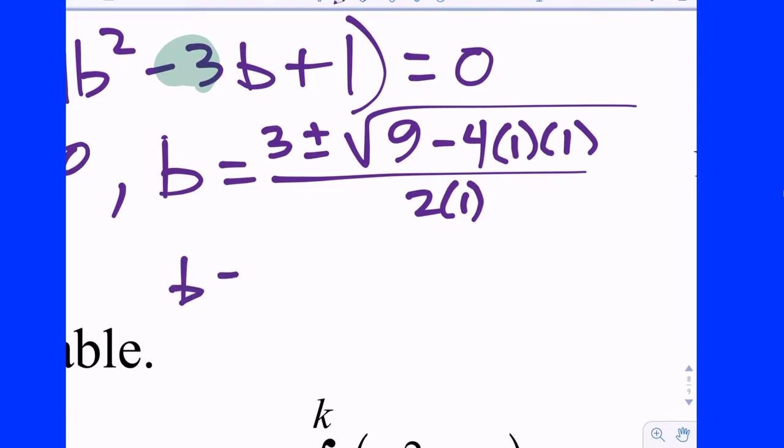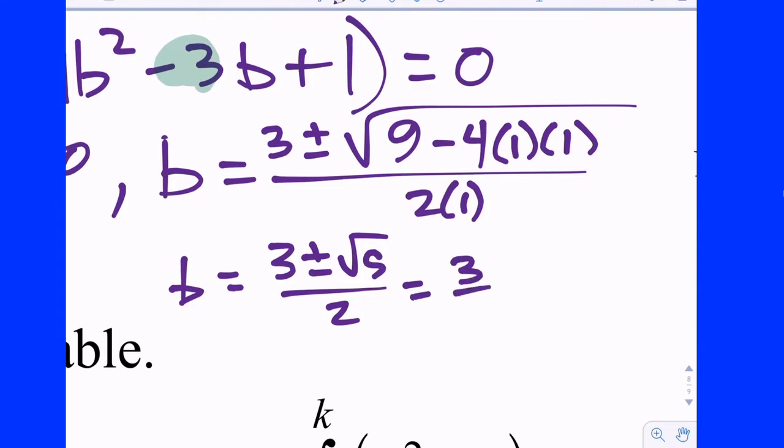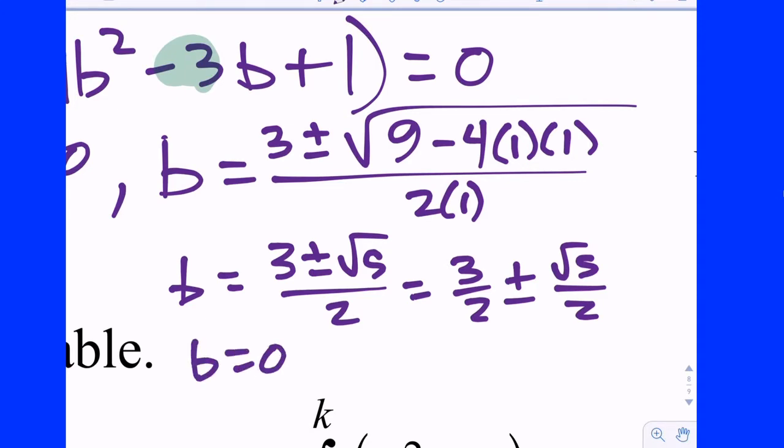All right, so now we get b equals 3 plus or minus, let's see, 9 minus 4, that's the square root of 5 over 2. So there's your conjugate pair. If you want to write them in the standard form, you get 3 halves plus or minus the square root of 5 halves, for what it's worth. And you get b equals 0. So there appear to be 3 values of b that work.